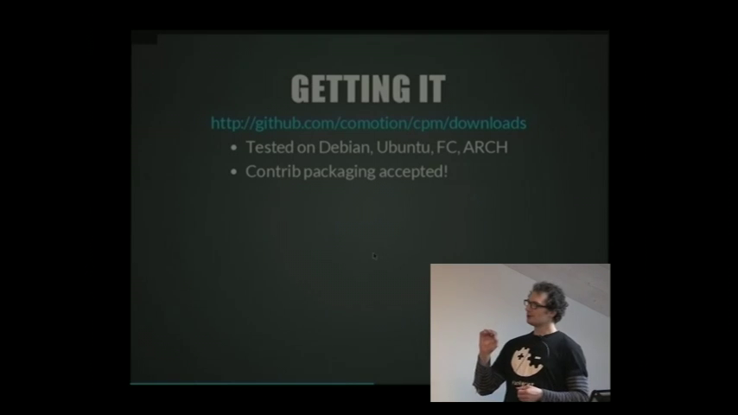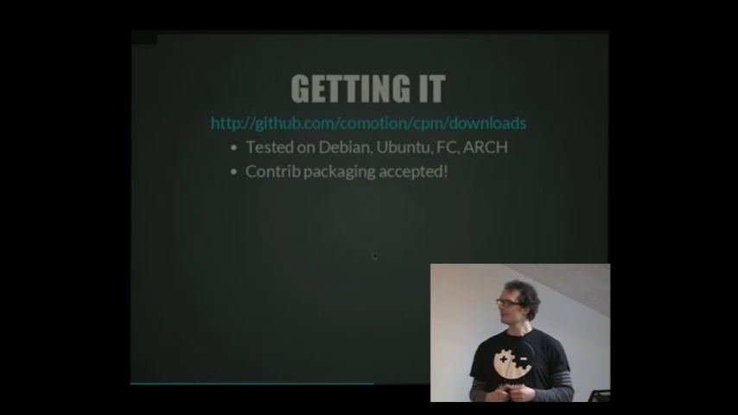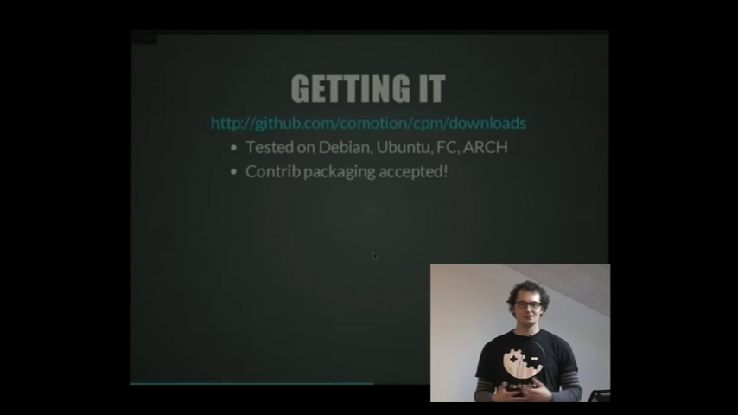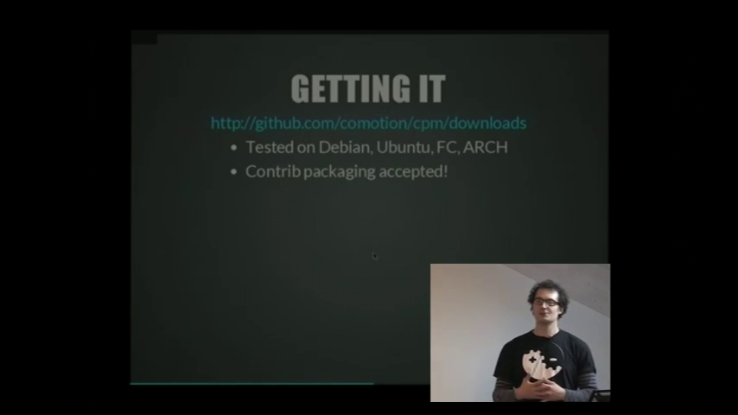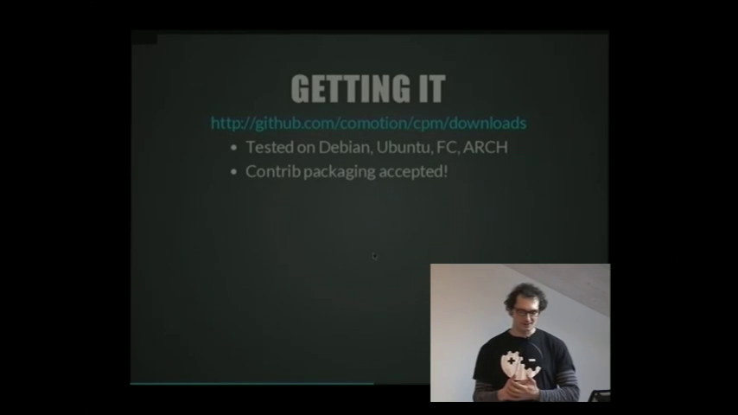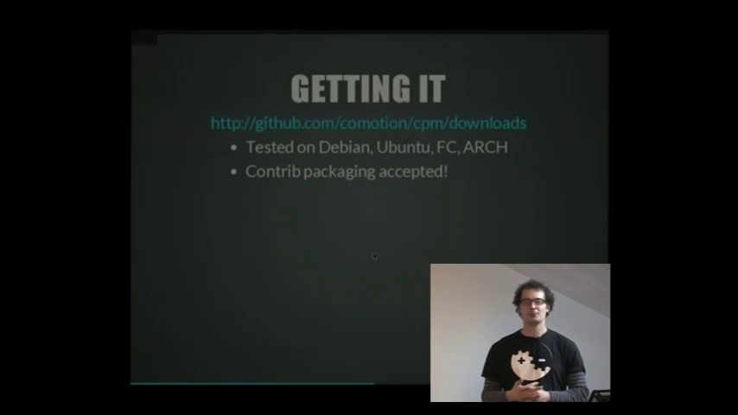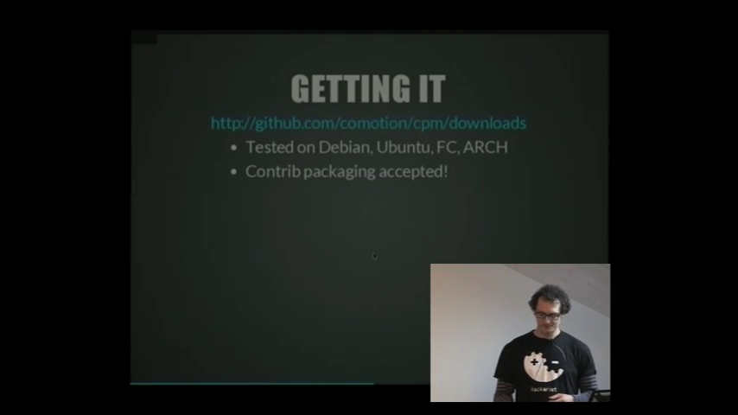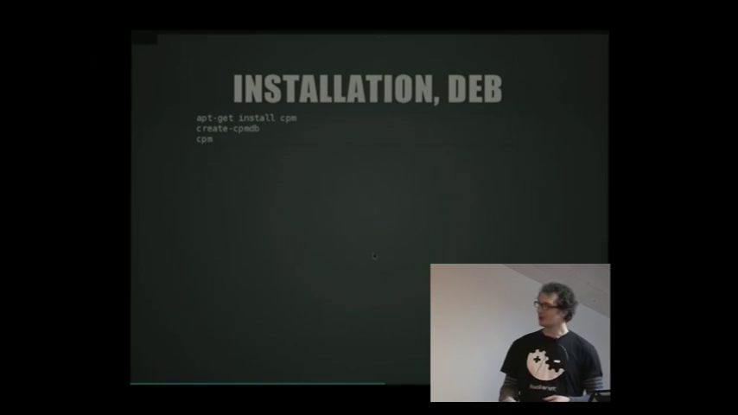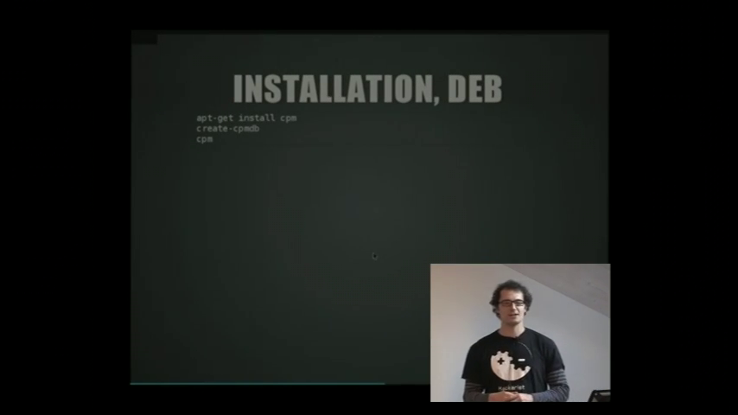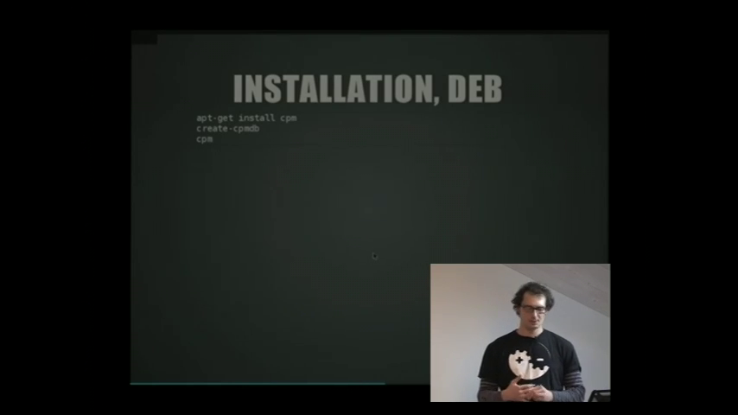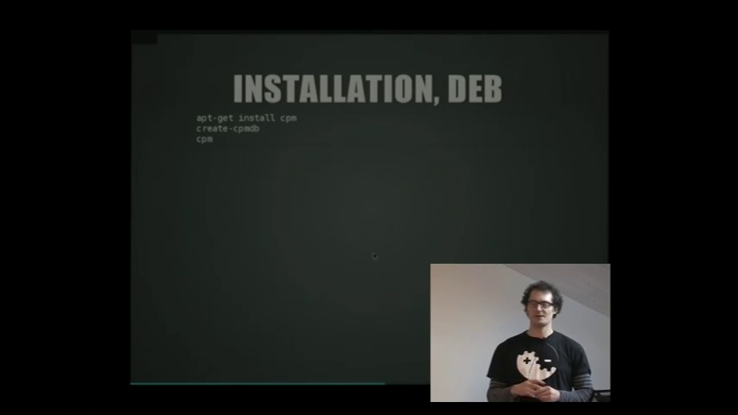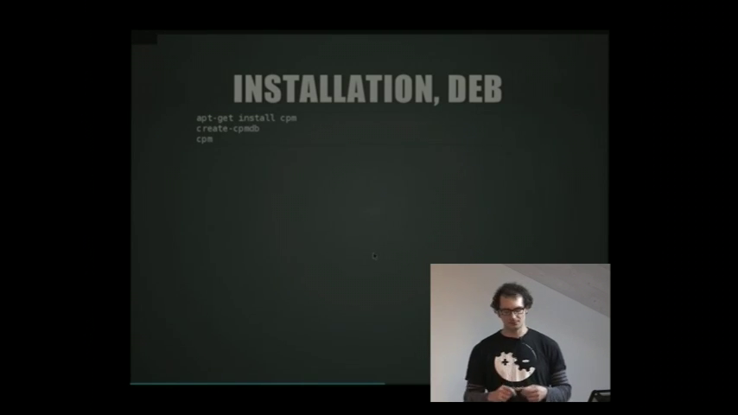To get it, you go to GitHub, Commotion, CP/M. It's been tested on Debian, Ubuntu, Fedora Core, Arch Linux. We will accept contrib packages. I have a couple of them. For example, the Arch and the Fedora Core packages have been contributed by members that use CP/M. Installing it on Debian is just apt-get install CP/M. That's from testing and onwards. There is a compatibility package for Wheezy on the CP/M wiki on GitHub.